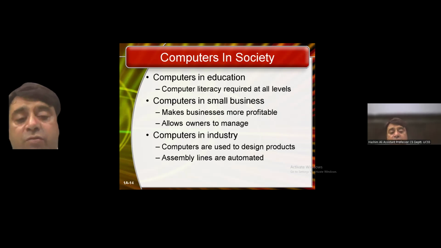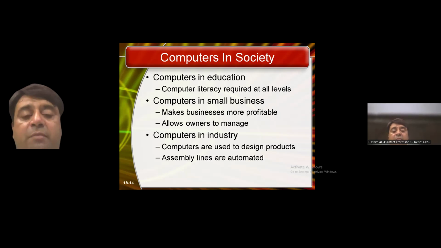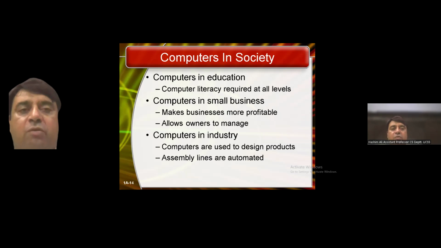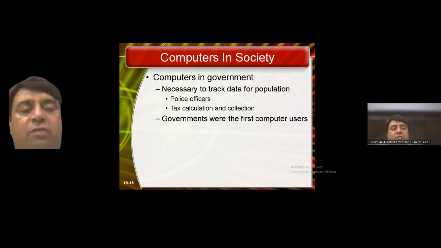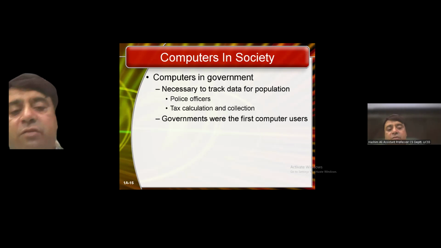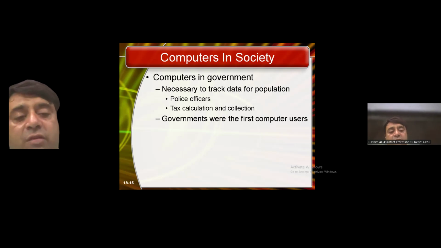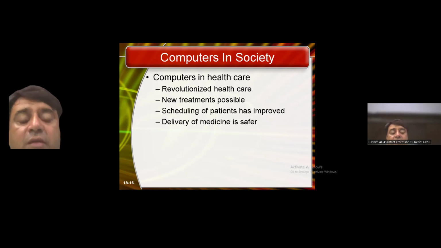Computers again are very much useful in the industry. Assembly lines are automated. Robots are assembling the different vehicles in Toyota company or any other companies. So these are the computers in the industry. Computers in organizations, like police officers, are using computers for making different sorts of challans. FBR is using computers for tax collection and calculation. And initially, the government people were the first people who started to use computers.